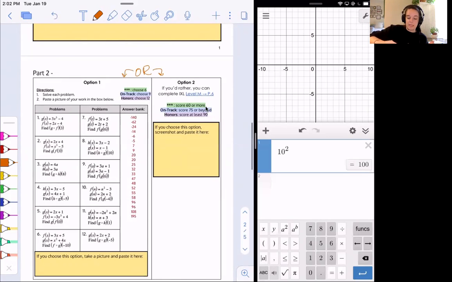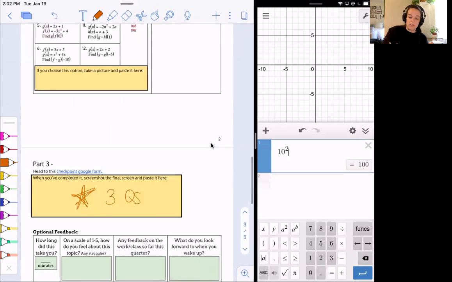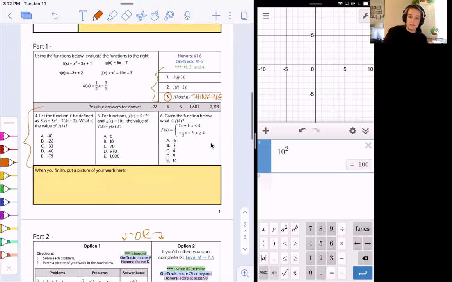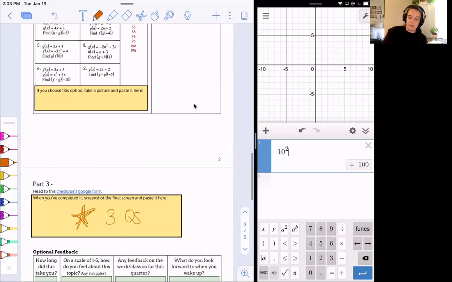And then finally, you have your checkpoint form. Your checkpoint form is like 3 questions. So all together, you would have these 6 questions here. Remember that you're choosing what number you are, so either 9 or 12, depending on track or honors. And then you have your IXL, one or the other. Then you have your checkpoint, which should be pretty quick.